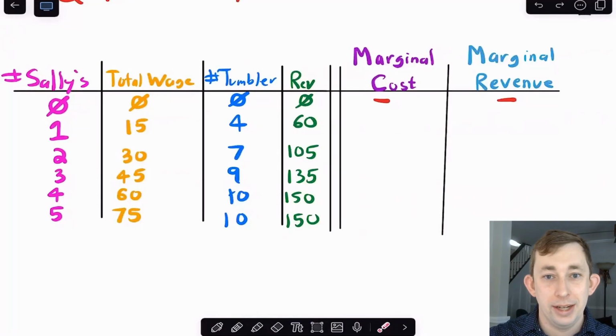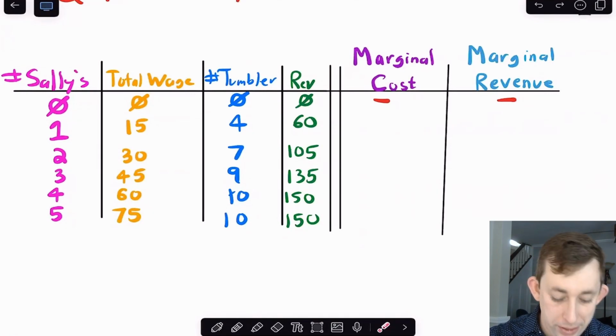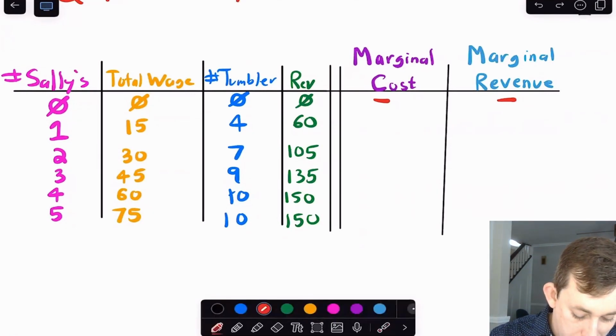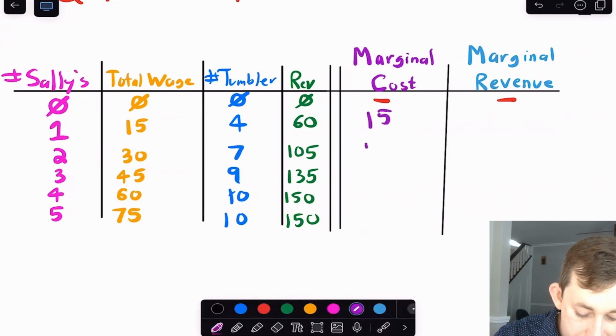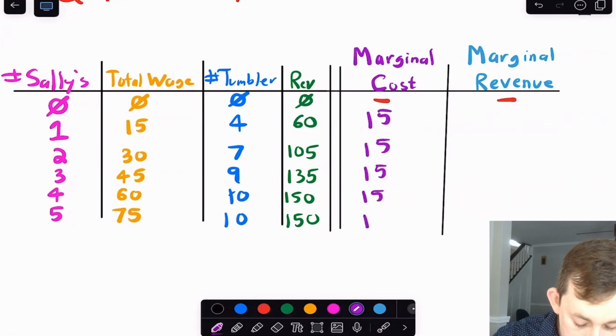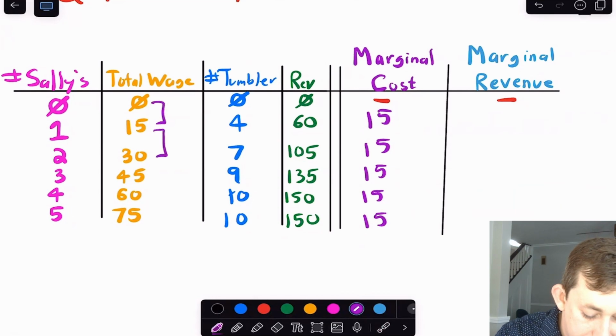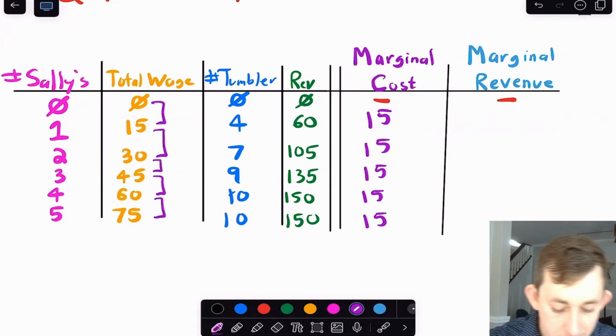So with that in mind, let's make this table a little bigger, and you can see that because it costs $15 for each Sally, the marginal cost is just going to be $15 for every row, because we're always paying an additional $15 when we hire another Sally. You can see that if you just look at the difference between these numbers right in here, which we sort of did before. I just want to make that super clear.